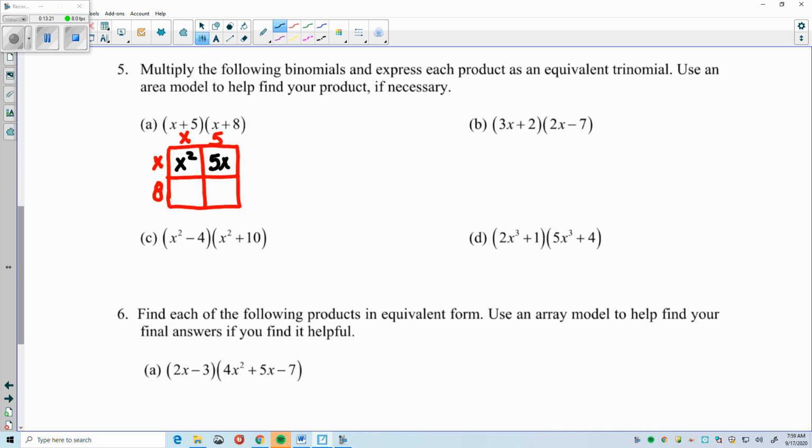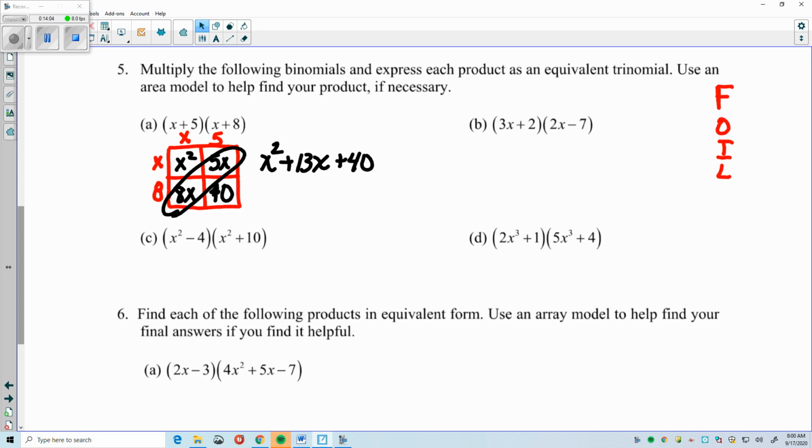8 times x gets you 8x. 8 times 5 gets you 40. And then anything on a diagonal, which is really only these 2, you're going to add because those are like terms. So to get your final answer, we're going to have x squared. Now I'm going to add 5x plus 8x and get 13x. And then to that, I also have a positive 40. So that's one method. Some people like that because that works if you're doing binomials, trinomials. It doesn't matter. That will always work for you. Okay. A different method is the FOIL method.